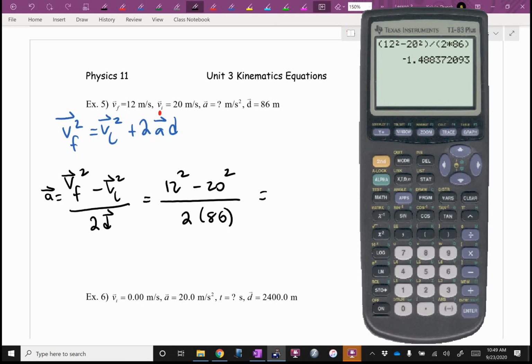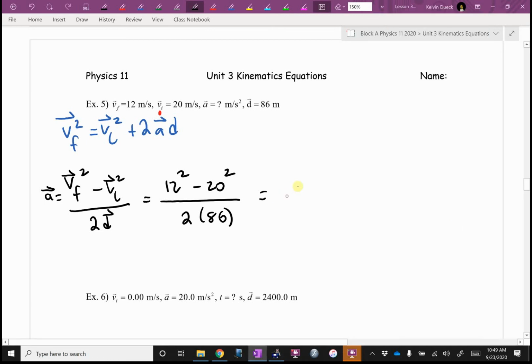So if you get a fraction, you have that on your calculator. Show me your calculator. It's either S to D. I showed you how to change fractions, decimals on there already. Yeah, hit that. In physics, we want our answers as decimals. So negative 1.49. Units, it's an acceleration.